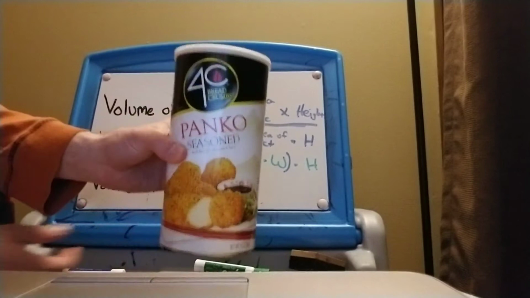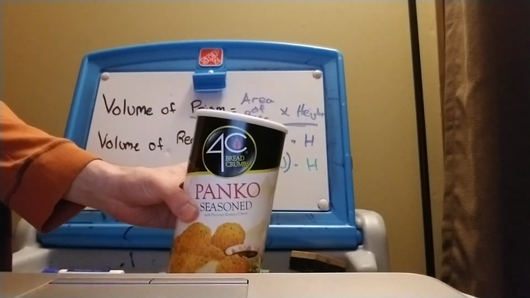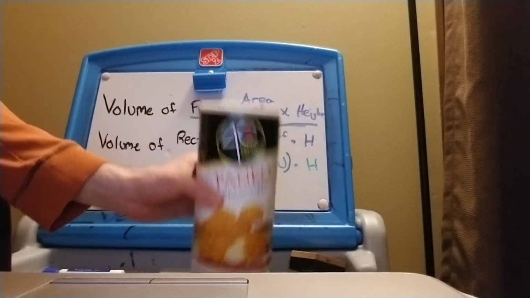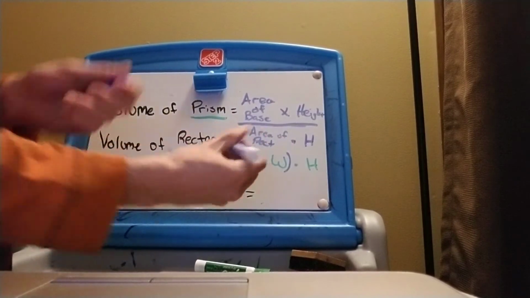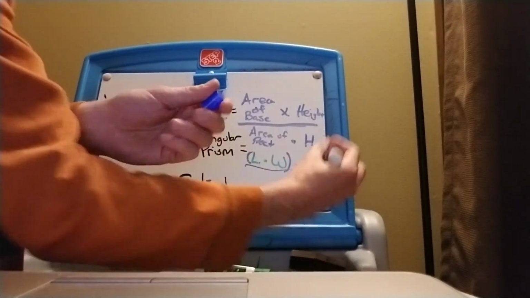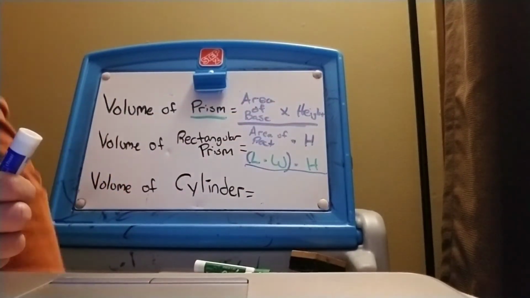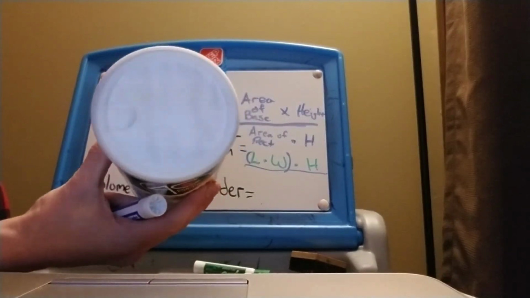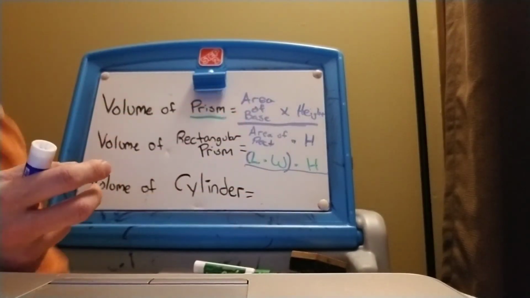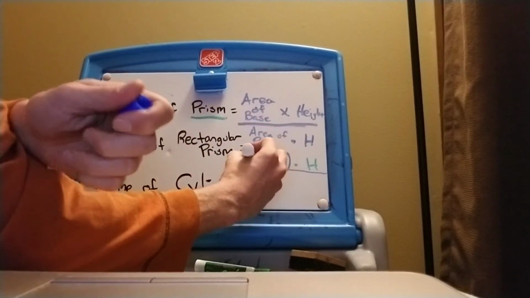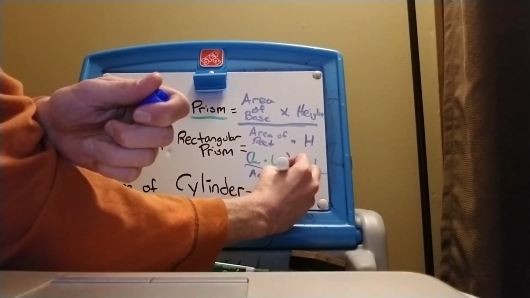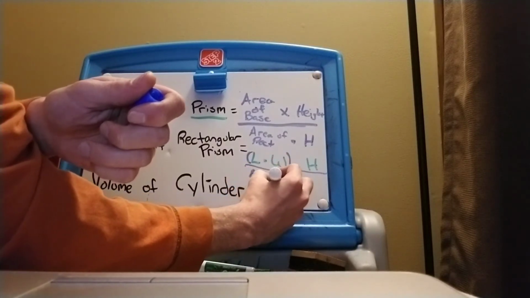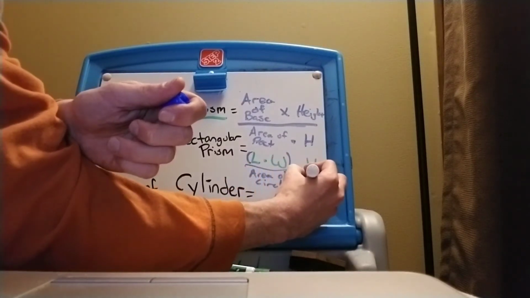So, since it is kind of like a prism, that means the area of the base times the height will work again. But now I no longer have the rectangle as my base. My base is now a circle. So that means the volume of a cylinder is going to be the area of a circle times the height. So what is the area of a circle?